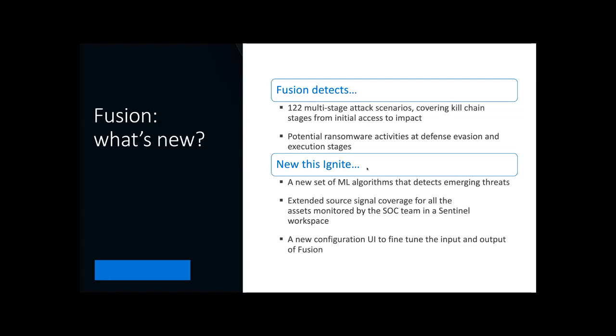On top of that, we also have the ability to detect potential ransomware activities, and we are really focusing on the defense evasion and execution stages of the attack. Now, new this Ignite, or within the last month, we have a new set of machine learning algorithms that are able to detect emerging or unknown threats across your environment. We also now have an extended source. As I said before, data collection is really important when it comes to a SOC. It's also important for how we analyze and how the correlation engine behind Microsoft Sentinel provides that stitching when it comes to your incidents.